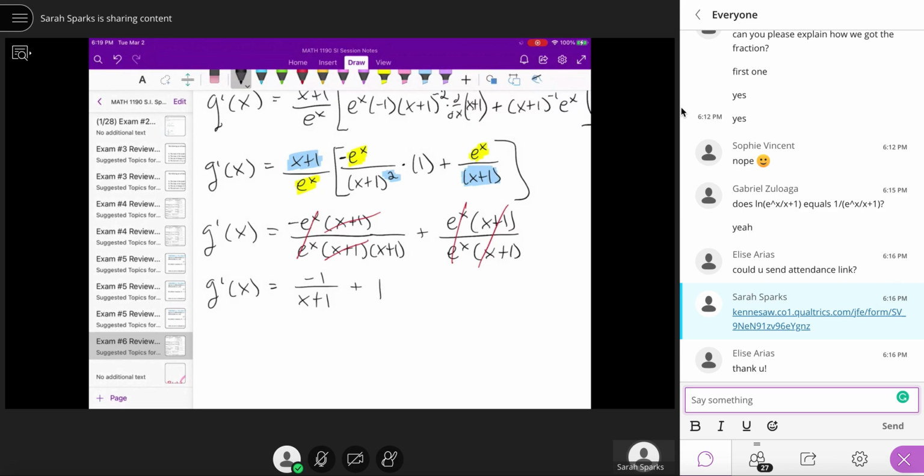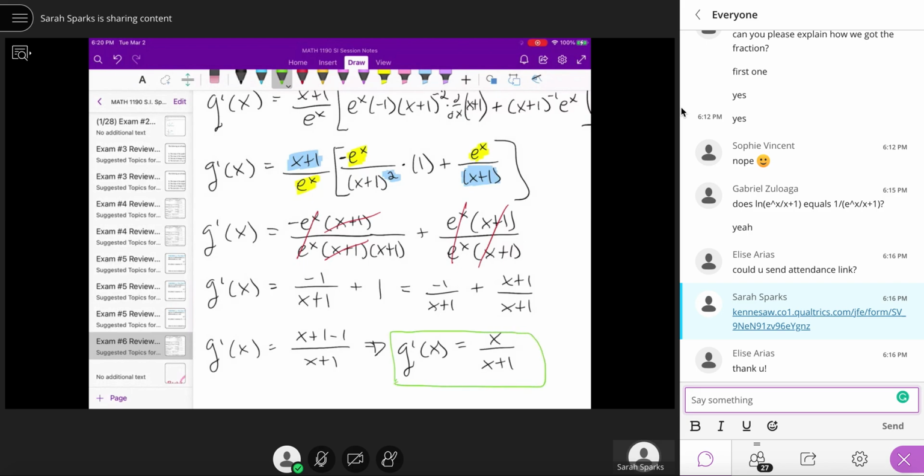Now we can still simplify from here, right? These are pretty simple for us to add together. We can just write that 1 as x plus 1 divided by x plus 1. And then adding those two fractions together, we get x plus 1 minus 1 over x plus 1. So we see that g prime of x is going to be equal to x over x plus 1. That's our final answer. The plus 1 minus 1 would cancel out and just be x over x plus 1.